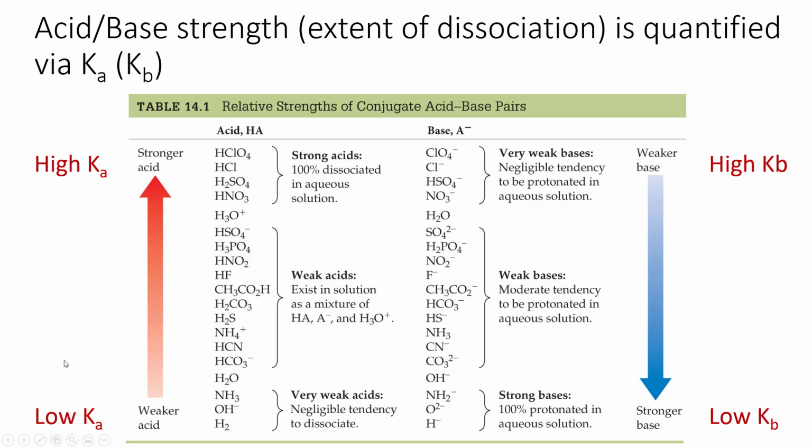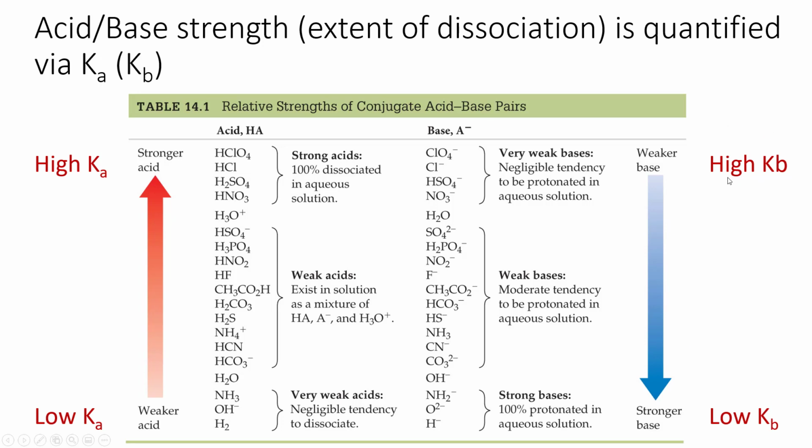Okay, so these correspond to very low Kas for the weak acids and very high Kas for the strong acids. If we take a look over at the conjugate bases, we can see that the opposite trend occurs, that we have our strongest base.